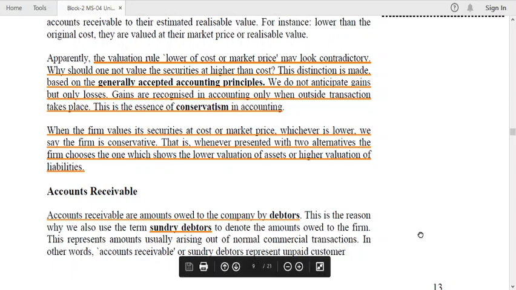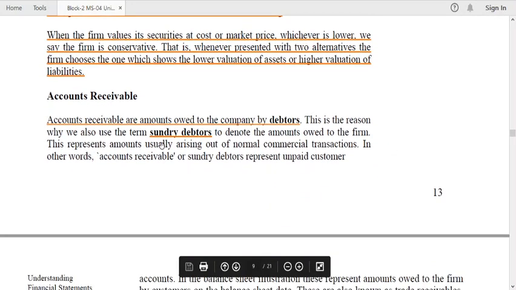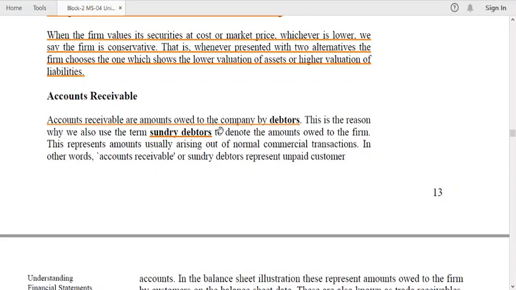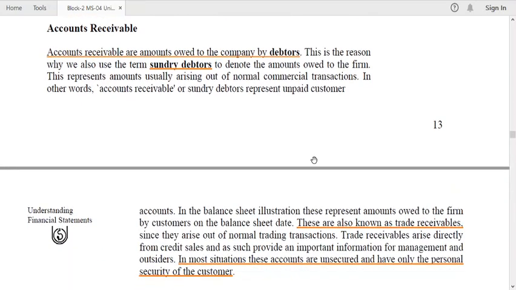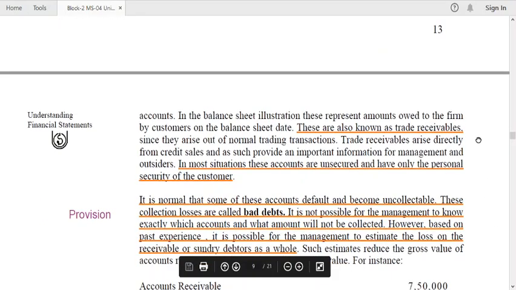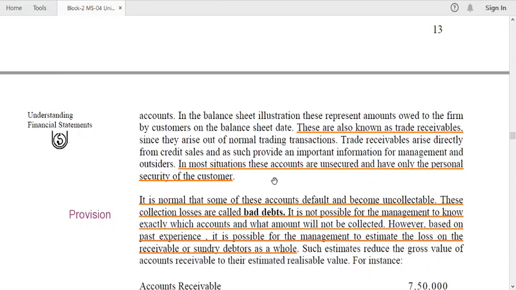Next, accounts receivable. This is also a current asset. Accounts receivable means amounts owed to the company by debtors, those outsiders who have to pay to the company. They are called accounts receivables or sundry debtors. Someone outside has to give money to the company. They are called debtors. They are also known as trade receivables. The company has made a trade, sold some items to some persons or some vendors, but they have not yet paid. They have to pay the company. They are called sundry debtors.